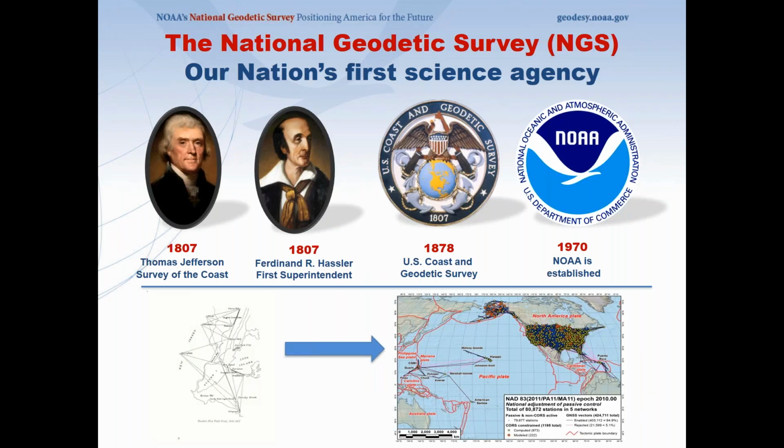So what is the National Geodetic Survey? Well, we're the oldest scientific organization in the United States. We were chartered by Thomas Jefferson in 1807, and we were called the Coast and Geodetic Survey for many years. Then in 1970 we became part of NOAA, and then we were called the National Ocean Service, and then we became part of that, and we call it the National Geodetic Survey.